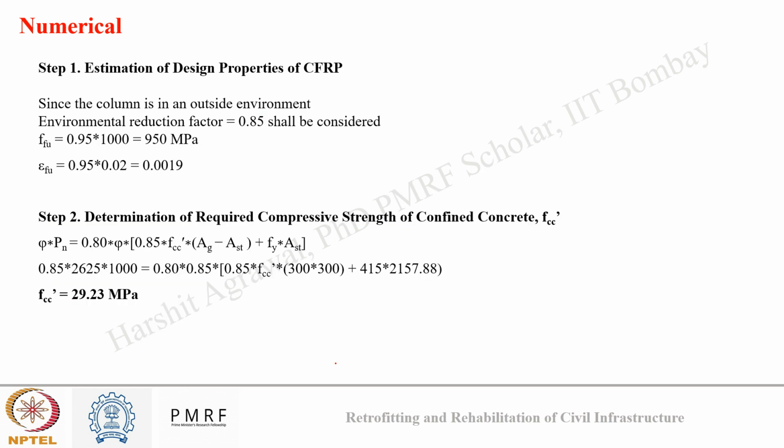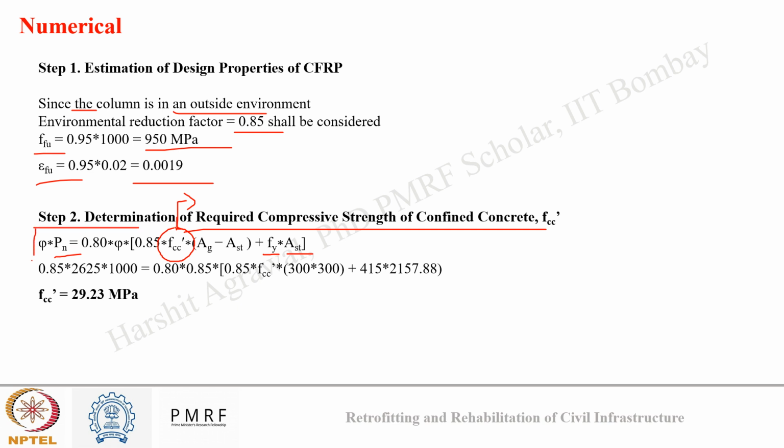First step is to estimate the design properties of CFRP. Since the column is an outside column, my environmental factor will be 0.85 instead of 0.95. So ffu and epsilon fu I will calculate. Now determining the required compressive strength of confined concrete. I know Ast, I know fy, and I know how much increment is happening in the load that I want to resist. I just need to know how much FRP needs to contribute to increase this load.